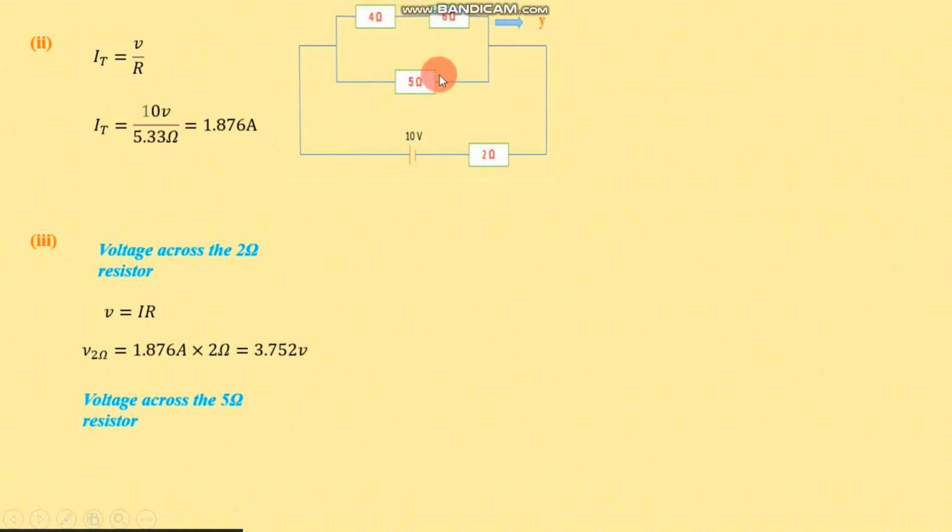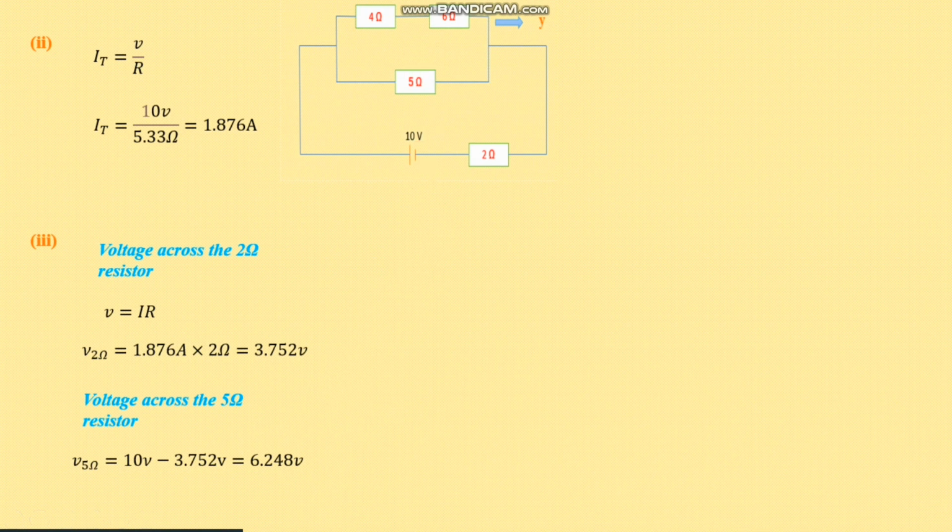So now let us first look at the voltage across the 5 ohms. It is given by the 10 volts minus the voltage across the 2 ohm, which is 10 volts minus 3.752 volts, and this one gives you 6.248 volts. So this is the voltage across the 5 ohm. However, this is also the same voltage across the 2 of them, but this voltage is shared between the 4 ohm and the 6 ohm.